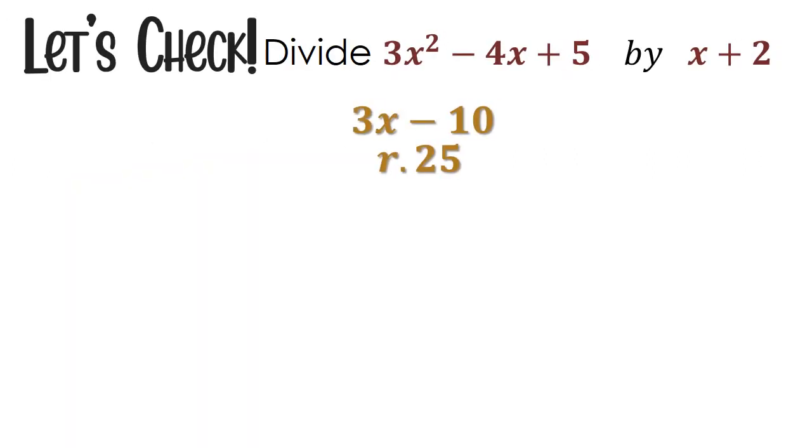Now, how can we check if we got the correct answer? Again, the inverse of division is multiplication. So we multiply our quotient to the divisor. We have 3x minus 10 times x plus 2. Again, not including the remainder. So as you can see, we both have binomials, so we apply the FOIL method.